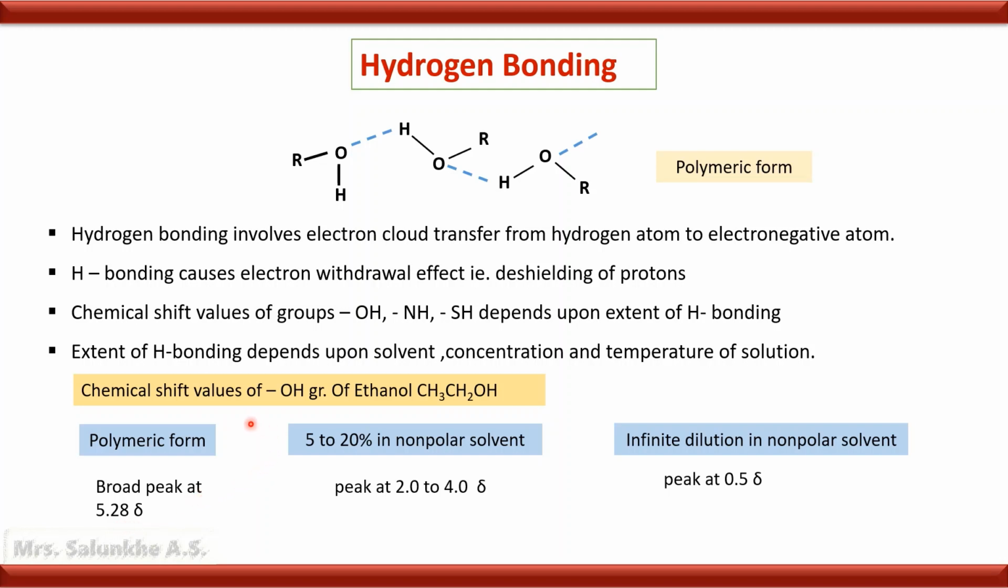That is, the chemical shift value of the hydroxy group proton depends upon solvent, concentration and temperature. At low temperature, hydrogen bonding is more and chemical shift values are more, and at higher temperature, hydrogen bonding becomes less and the chemical shift value decreases.